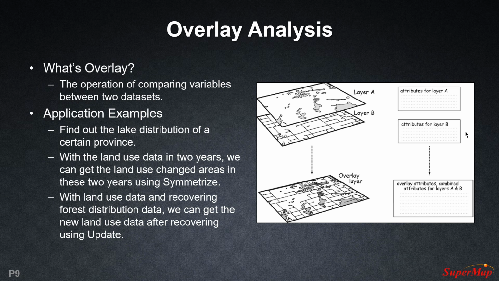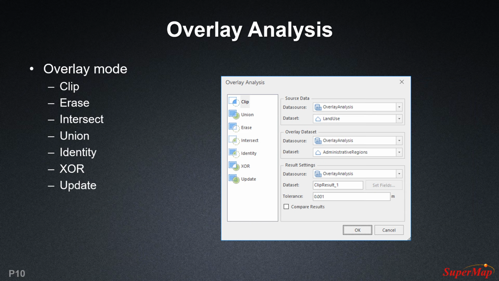Now there can be numerous applications for overlay analysis, but some of them are as follows. We could find out the lake distribution of a certain province, and with the land use data in, for example, 2 years, we can get the land use changed areas in these 2 years using Symmetrize. With land use data and recovering forest distribution data, we can get the new land use data after recovering using Update. So as we talked about in the beginning, these are the different overlay analysis operations. So there is clip, there is erase, there is union, there is intersect, there is identity, XOR, and update.